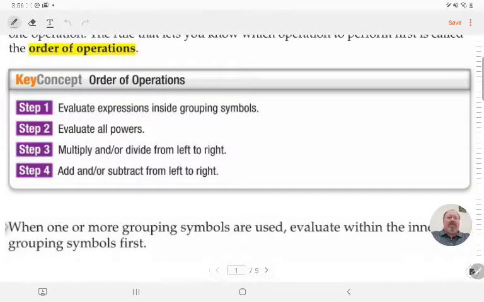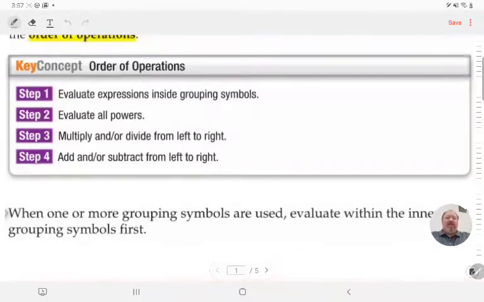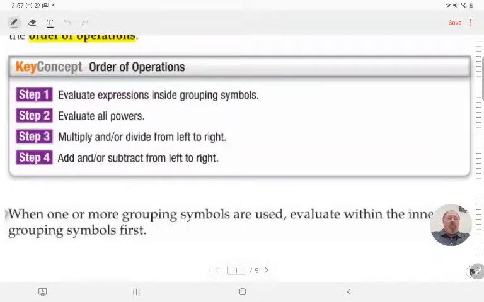So step 1, evaluate expressions inside grouping symbols. Then you are to evaluate all powers. And then you are to multiply and/or divide from left to right. And then lastly, add or subtract from left to right. And don't forget, when one or more grouping symbols are used, you evaluate within the innermost grouping symbols first. So for example, if we have brackets and then parentheses, you would go to the parentheses first and then finish the brackets.